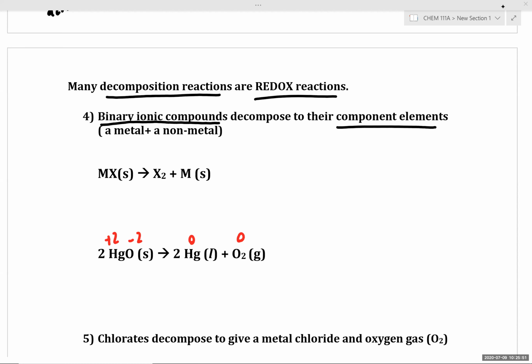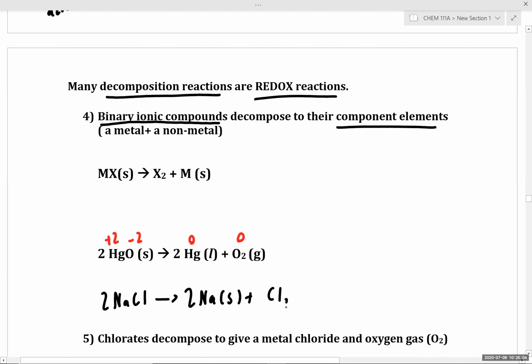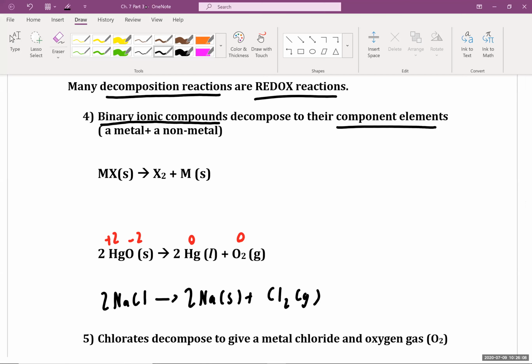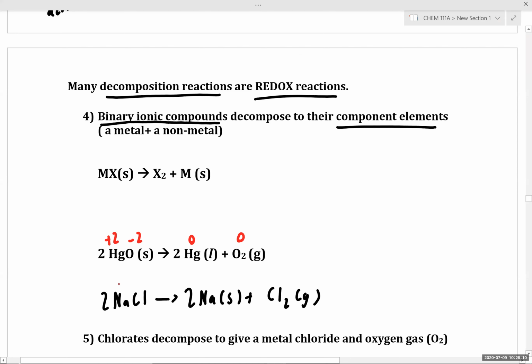To give another example of this kind of reaction, if we have sodium chloride, we can decompose it under electrolysis to 2 sodium solid and chlorine gas. Again, this is a redox reaction because we're changing the oxidation state of each of our elements. Sodium is going from +1 to 0, and chloride is going from -1 to 0.